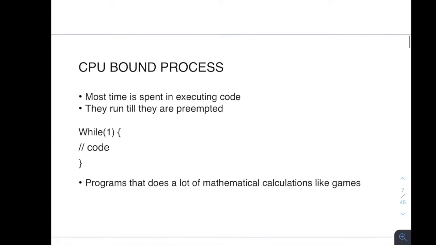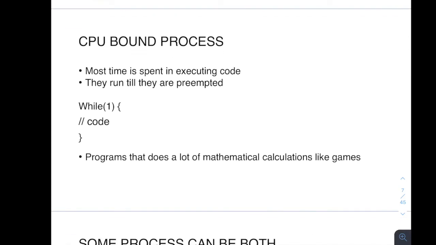Now a CPU bound process is quite the opposite of this. CPU bound processes spend most of their time executing code. That means they are mostly on the CPU running some code, and they will run till they are preempted by the kernel. Till then they will keep on running. A simple example would be code running in an infinite while loop. It will keep on running on the CPU, and unless it is preempted, it will keep on running. So this is a very good example of a CPU bound process.